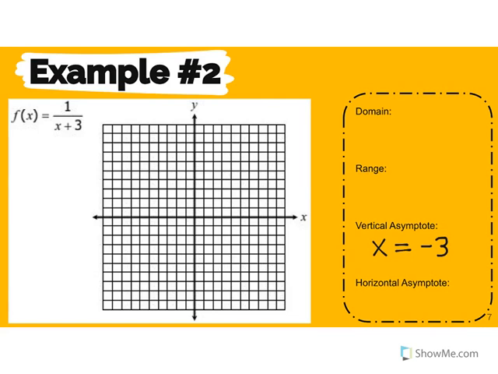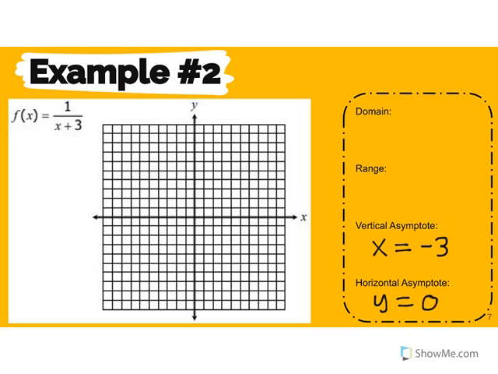And then our horizontal, we actually don't have anything on the outside of our equation out here, so it's just going to be y equals 0. Now we're going to go ahead and graph those asymptotes so that we can actually graph our graph.